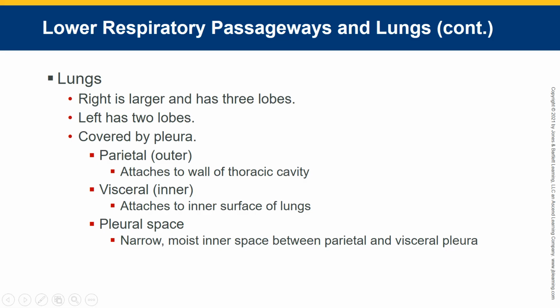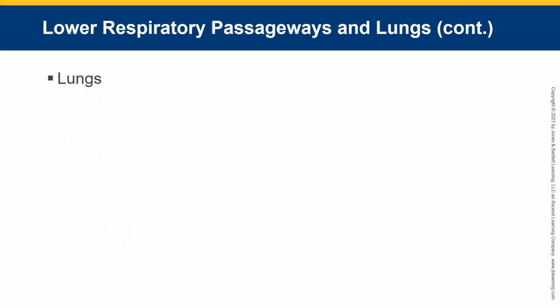And in between, as I said, there's a tiny thin space between the parietal and visceral pleura that is really very small, and it just is moist, and it keeps those two linings from sticking together. But it also does other things too. But it's very, very moist in order to keep it functional. I think maybe I was going to put pictures of the lungs there and chose not to.